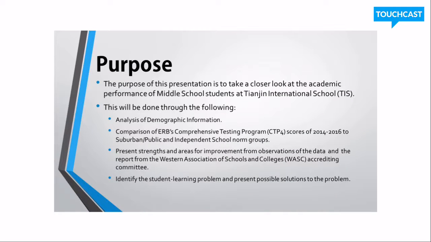The purpose of this presentation is to take a closer look at the academic performance of middle school students at Tianjin International School, or TIS. This will be done through the following. We will analyze the demographic information of TIS. We will use ERB's Comprehensive Testing Program, also known as CTP4, scores for TIS, and we will use them to compare them to suburban, public, and independent school norm groups. All these for the years of 2014 through 2016.